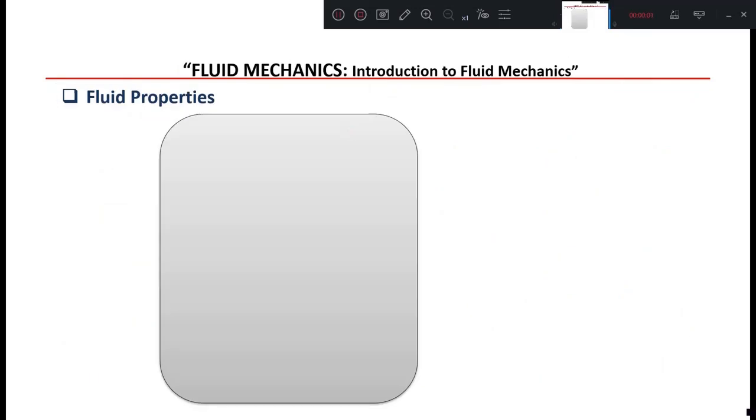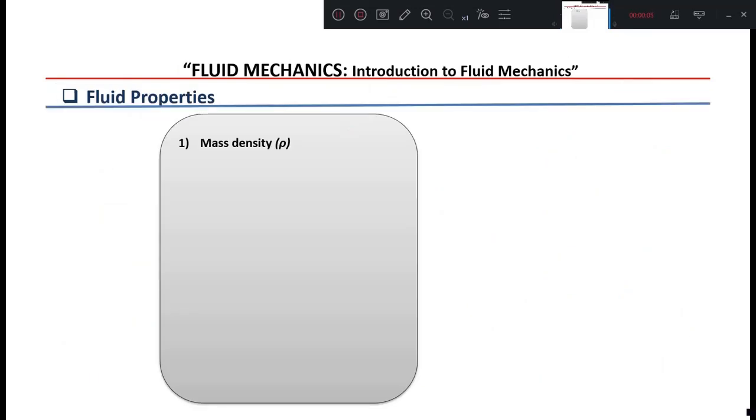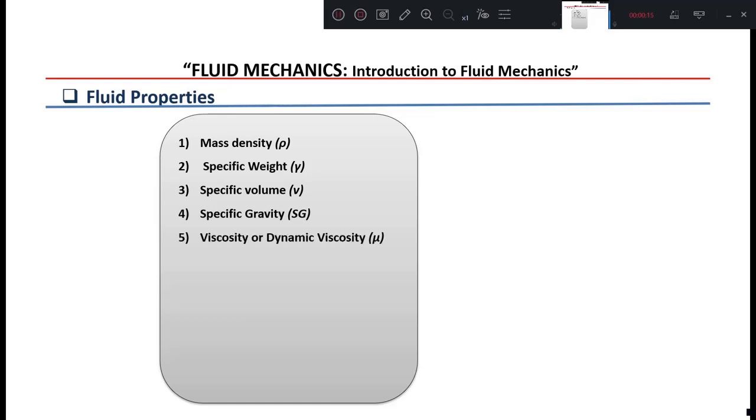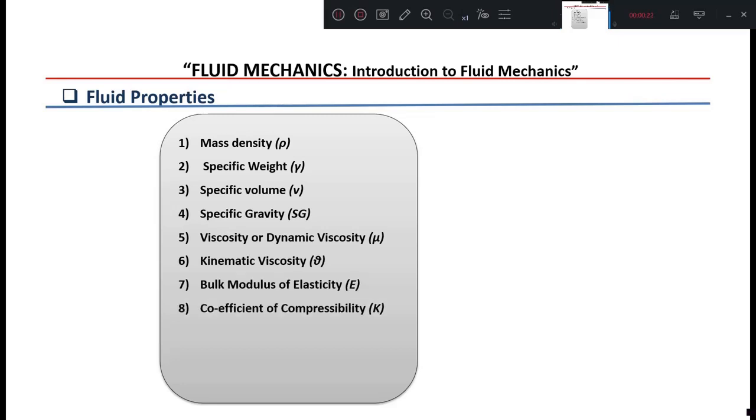Now coming to the fluid properties. The fluid possesses certain properties like mass density, specific weight, specific volume, specific gravity, viscosity or dynamic viscosity, kinematic viscosity, bulk modulus of elasticity, coefficient of compressibility, coefficient of volume expansion, surface tension and capillarity. So these all are the properties of the fluid. Let us discuss one by one the properties of fluid.